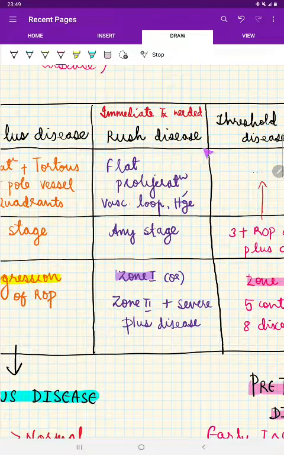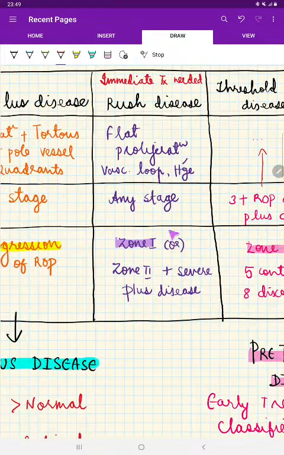Now coming to rush disease. Rush, like rushing, is like flat. It is basically a flat proliferation that we see in the vessels. The vascular loops will be proliferating, associated with hemorrhage also. This is called rush disease. This rush disease also can be in any stage, but it is very severe.